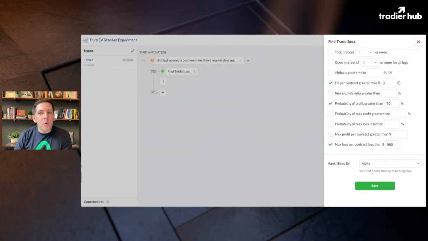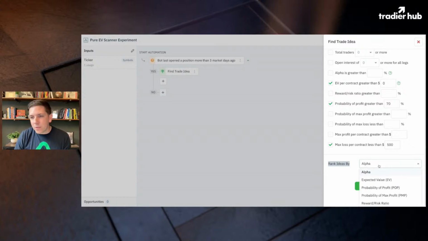And then the most important part, and the easiest way to do this, is you rank ideas by alpha. And this, I think, is the most underutilized portion of it. It's just a very simple drop down right here at the bottom. Now, you could rank all of your trades by expected value, and some people do this.